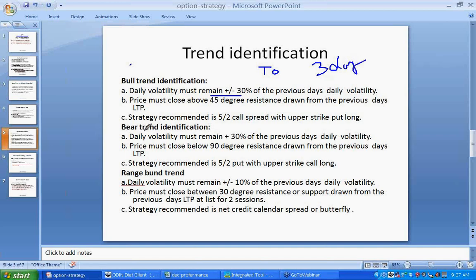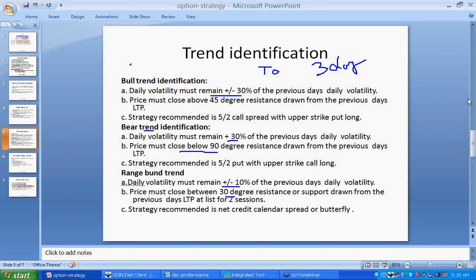Bear trend works the same way. Volatility must remain plus 30% from the previous day. Here minus, meaning negative volatility or a reduction of the volatility, is not allowed, so it is only an incremental cycle. Prices must close below the 90-degree resistance from the previous day's last traded price. And for a range bound trend, plus or minus 10% of the previous day's volatility.